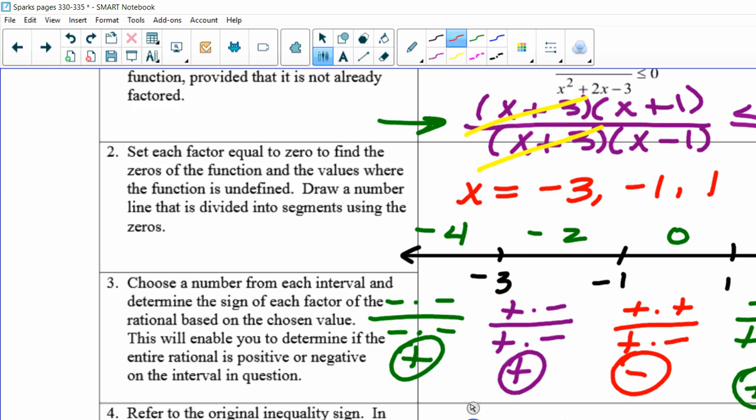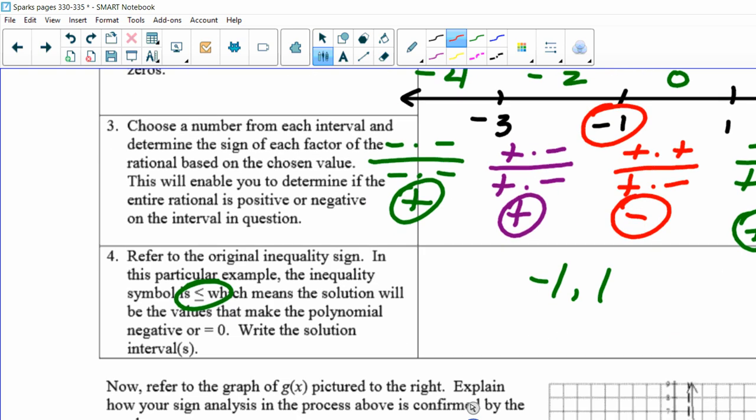What about x equal -1? If x is -1, what's the numerator? 0. And if x is -1, what's the denominator? What's 0 divided by -2? 0. Is 0 less than or equal to 0? Yeah, it's equal. So that works. -1 works.